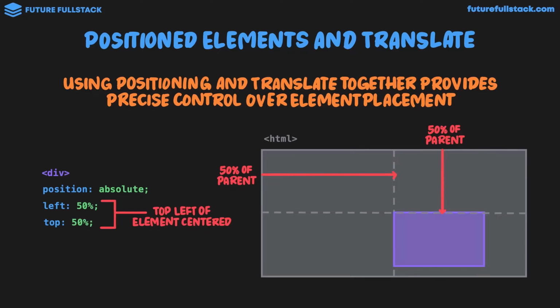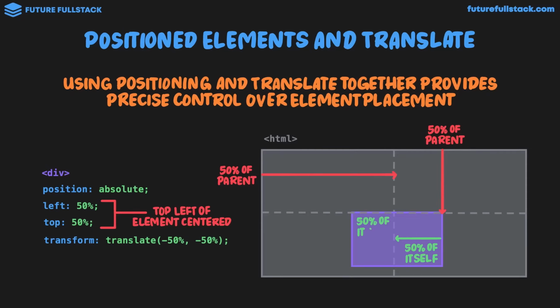So to achieve this, we also need to use the transform property with the translate function. And it would look like this. For the x value, we're using minus 50%, which will move the element 50% of itself to the left. So it moves like this. And for the second value, which is the y-axis, we're again using a negative value of 50%, so it moves 50% of itself upwards. So it ends up perfectly in the center of the web page.